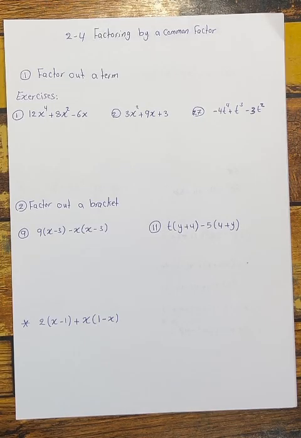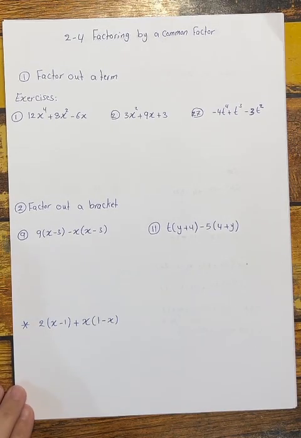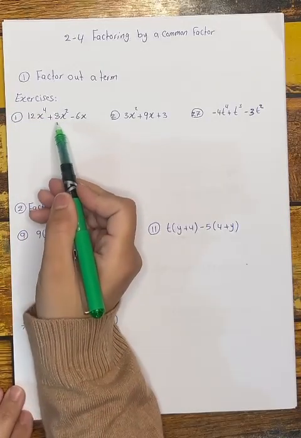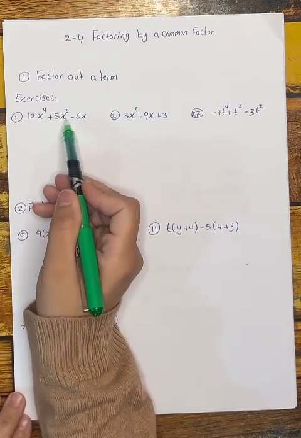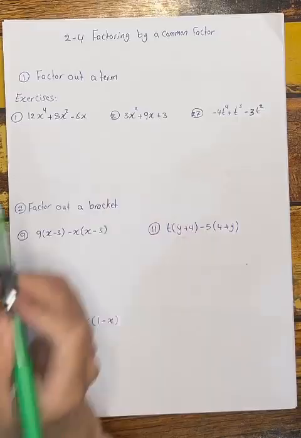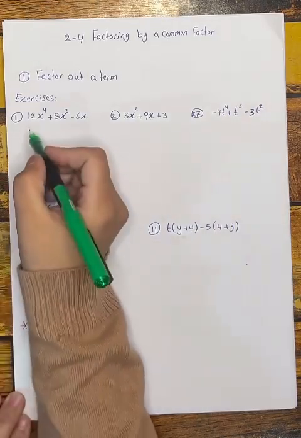We need to find the GCF for the numbers and the smallest power for the variable, okay? This term may be a number, maybe a variable, or maybe a number and variable together. We have 12x^4 + 8x^2 - 6x. What's the GCF?